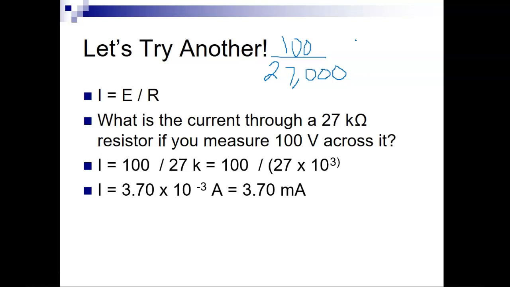Modern calculators are extremely convenient. All right. So we end up with 3.7 milliamps.